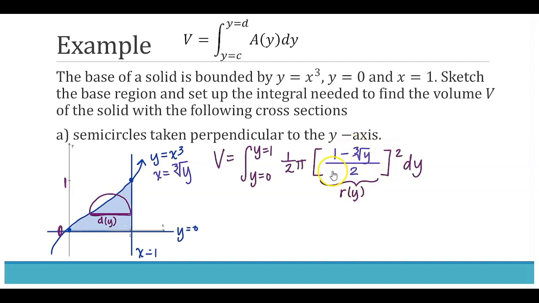So this right here is my radius. So it's the diameter as a function of y over 2. So this is my answer for this problem because we were simply asked to set up the integral needed to find the volume V of the solid.